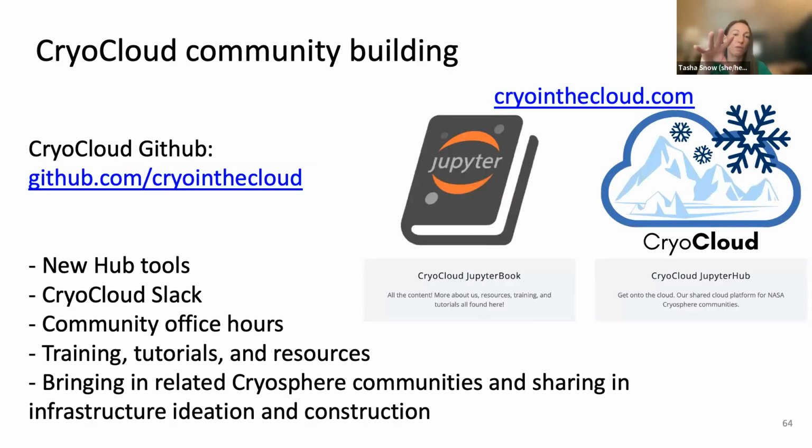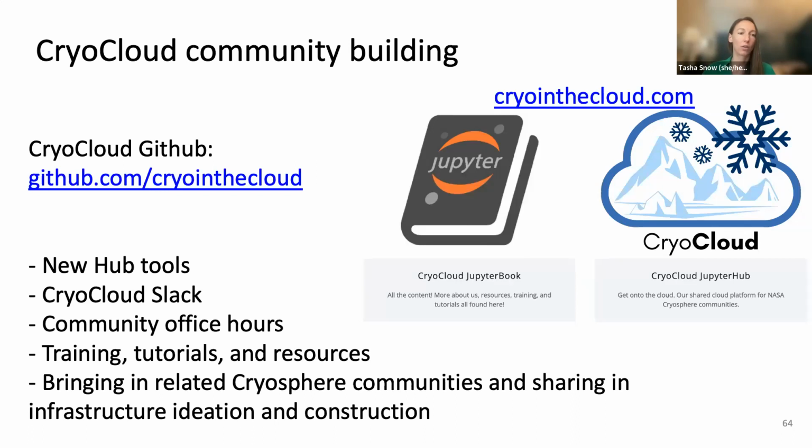So this is kind of what we've built for CryoCloud. If you want to check out cryointhecloud.com, that's where all of our resources are. The Jupyter Book has training tutorials and information, and then the JupyterHub is the actual platform for cloud computing. We've been giving access to people and training through a lot of the cryosphere workshops that happen throughout this year. We'll be at WACE later this year, as well as AGU and some of the hack weeks. You can check out our GitHub.